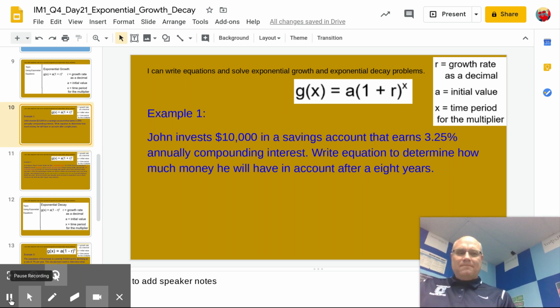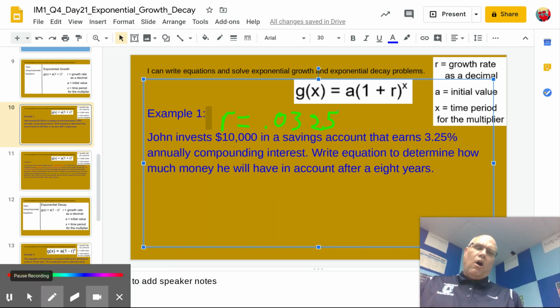All right, so on this problem, what is r? Yeah, it's 3.25%, but do we write it that way? How are we going to write r in this problem? So r is 0.0325. Again, what we just did for warm-up practice, we took that 3.25%, divided by 100, so we move the decimal 2 to the left, and that's how we get the 0.0325. Now tell me, what is the a value in this problem? So a is our initial investment, so we invested $10,000 in the savings account, so a is 10,000.